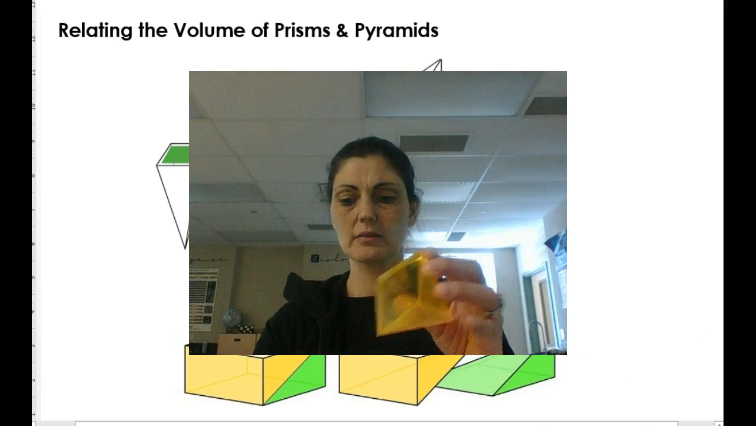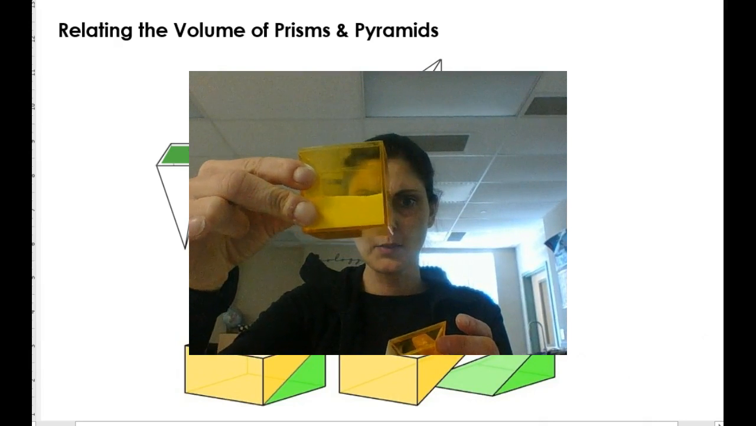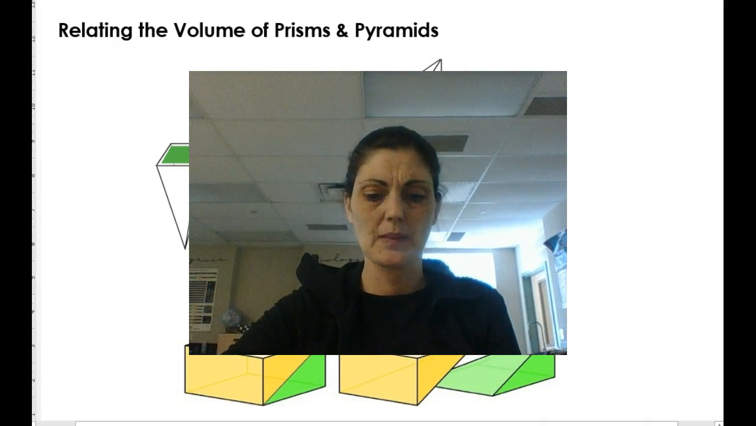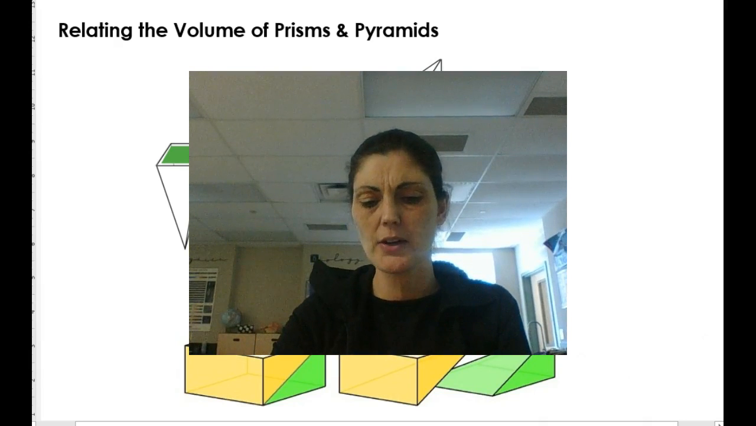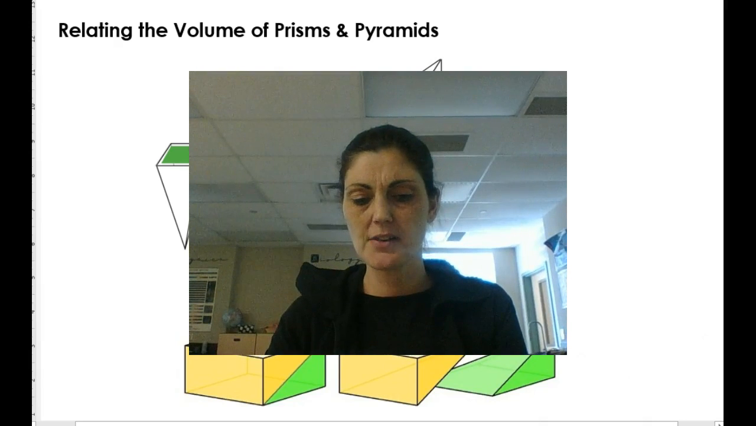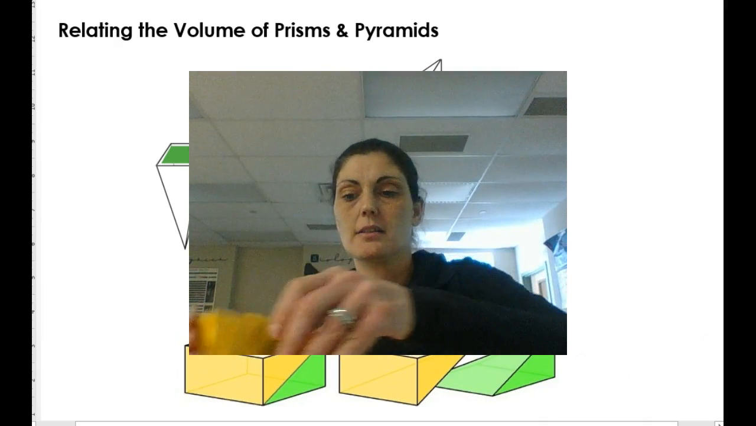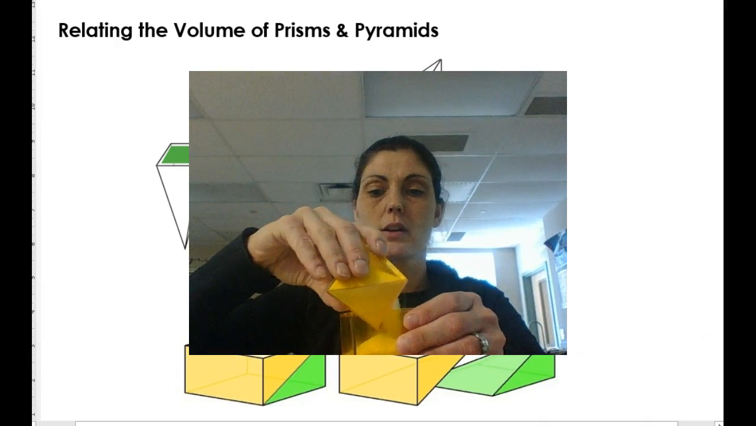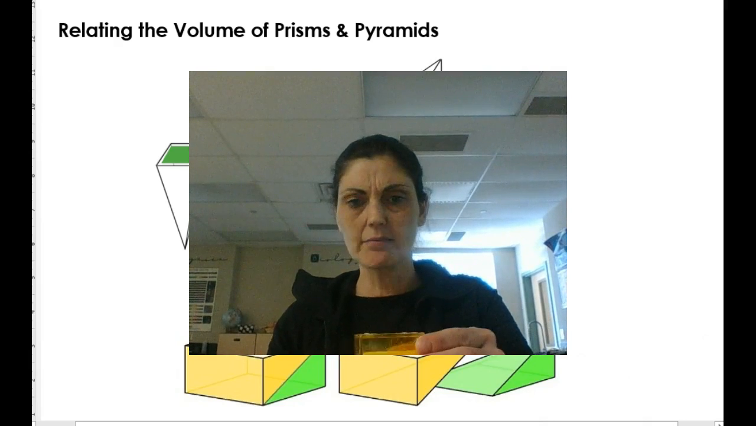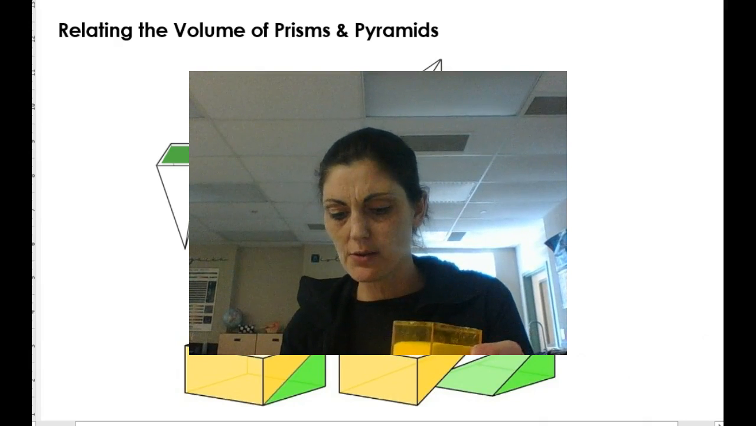Okay, and now I'm going to let that settle. There you go. I'm going to put this down for a second while I fill up my other pyramid, the same pyramid, one more time, because it's not completely full. So I know at least one pyramid will fit into its analogous prism so far. Let's do this again. Here we go. Boom. So I'm not there yet. Okay, so I know at least two pyramids will fit into their analogous prism.